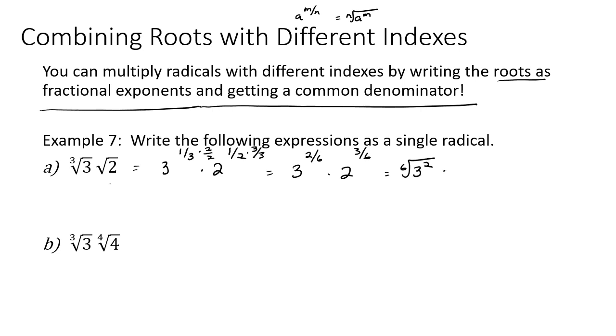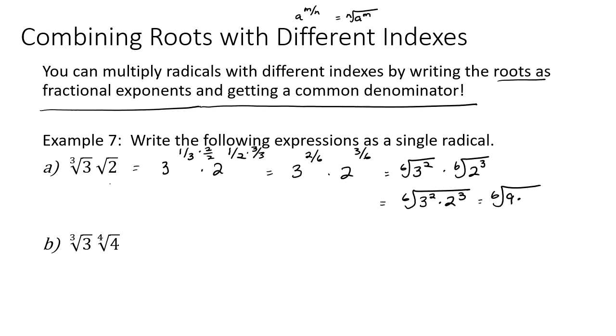This will be times 2 to the 3/6 power, or the 6th root of 2 cubed. And now these are like indexes. They're the same. They're both 6th roots. So now we can just multiply the stuff inside. This would be the 6th root of 3 squared times 2 cubed. And now we can simplify the stuff on the inside.